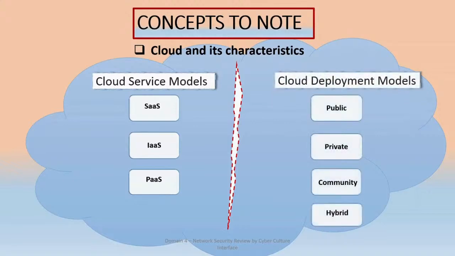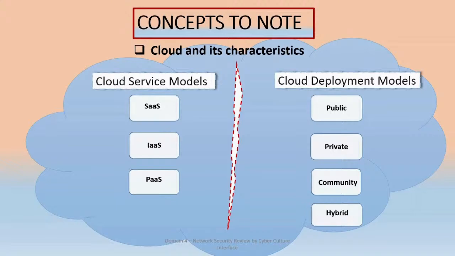We also have cloud deployment models. These are the ways in which cloud systems can be set up for the client's use or for your organization's use. So we can have a public cloud. A public cloud is a cloud that is set up for public access. Companies like Google and Microsoft have public clouds for people to use. Then we have private cloud. Private clouds are usually owned by the organization that has set up its own cloud.